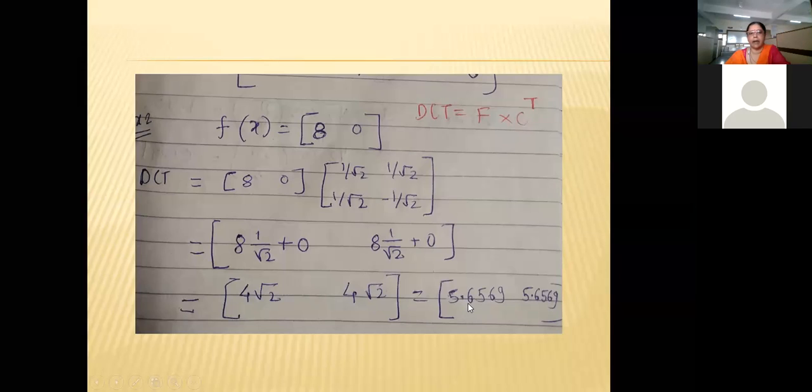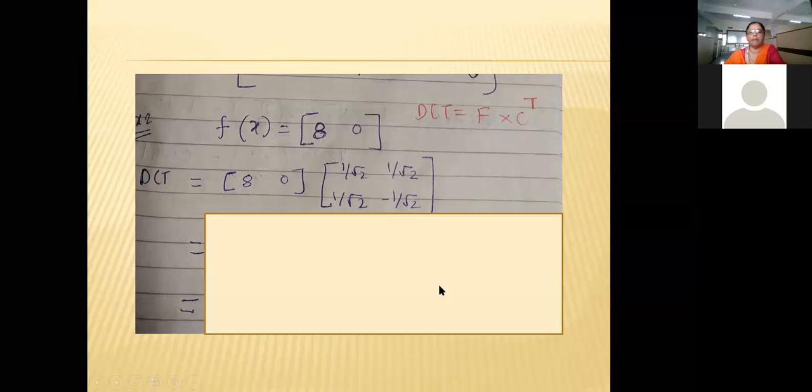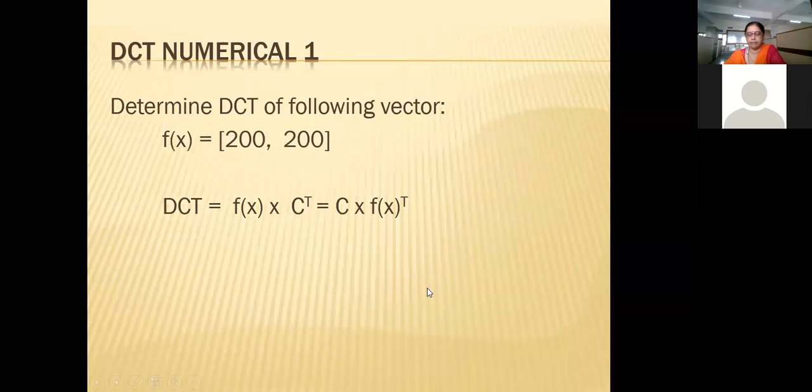So the coefficient final answer is 5.65, 5.65. Okay, so both these coefficients are identical. Now from these two results, can we conclude something? When our input signal was 200, 200, what does it indicate? All input signal values are identical to each other. So this represents a DC signal, right? All the values are identical. In the previous example, f(x) is equal to 200, 200. These two values are identical, which means it is a DC signal.